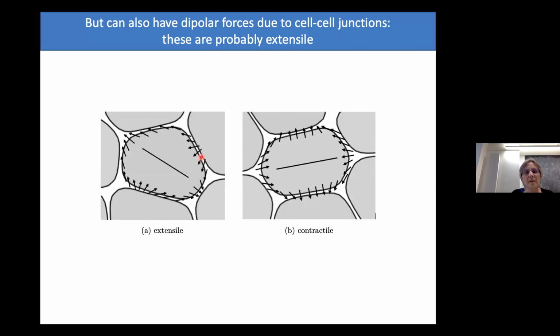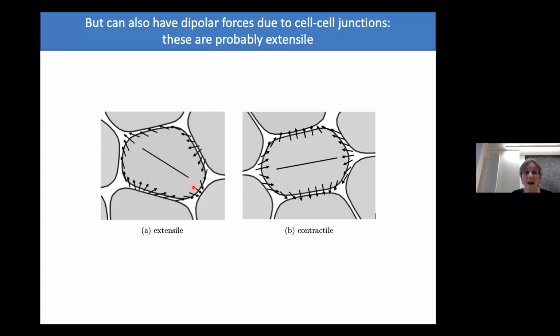But what is much less boring is forces due to the cell-cell junctions. So up to now, I've talked about a single cell, but what we want to worry about is actually cell layers. So let's think of a cell next to its neighbors, and let's worry about the cells between the cells, so the intercellular forces.